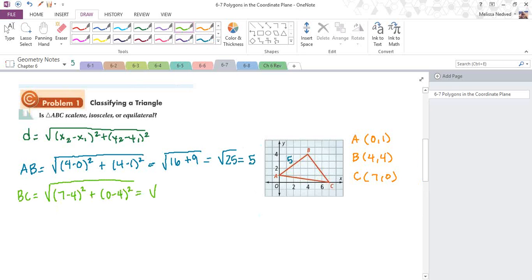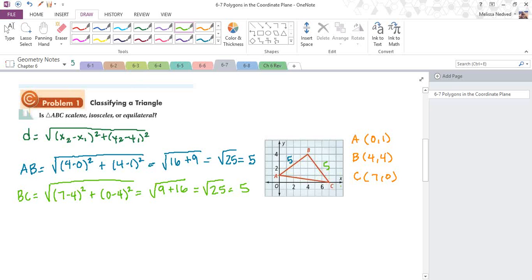7 minus 4 is 3. 3 squared is 9. 0 minus 4 is 4. 4 squared is 16. So underneath the radical, I've got 9 plus 16. Again, 9 plus 16 is 25, so I'm looking at the square root of 25. And the square root of 25 is 5. So BC also has a length of 5.